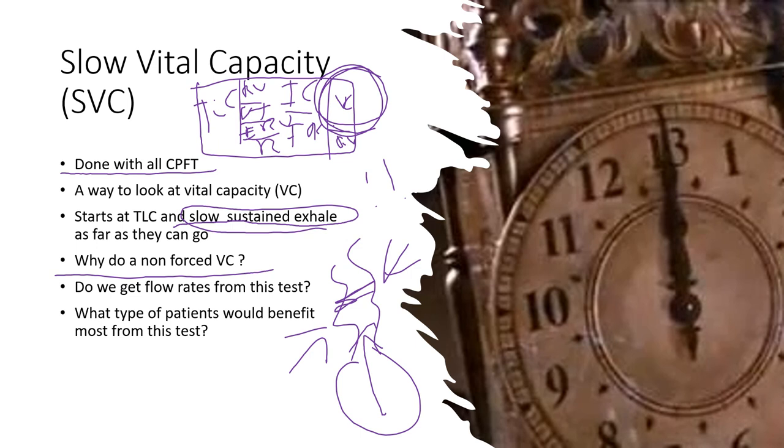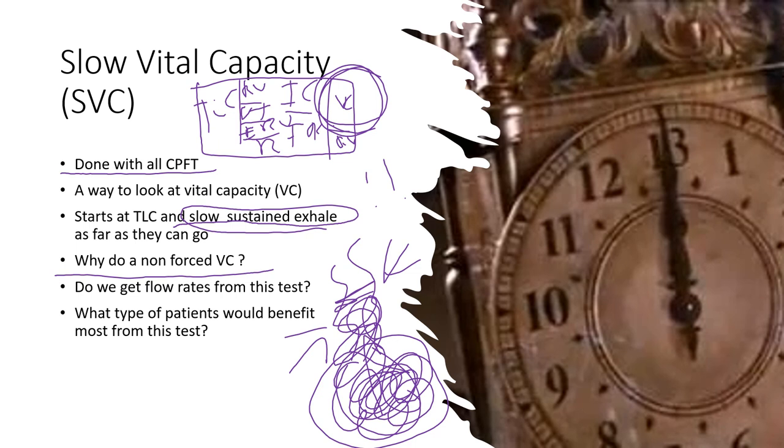Well, this isn't good because then I don't get a functional view of how much volume their lungs can actually contain, because it's trapped gas. All this gas just stays trapped and builds up and builds up. So when we do a slow vital capacity, it allows for a sustained exhalation so that we don't have premature closure of those medium to small airways. That means we get a more accurate view of what their lungs can actually contain. And we'll do some case studies with this as well.